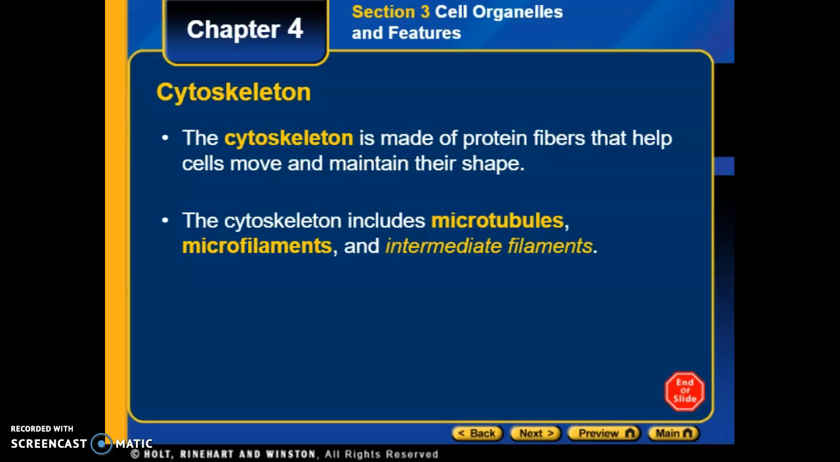Okay. Some last parts of this before we finish 4.3. The cytoskeleton. This is made of protein fibers that help the cell move and maintain its shape. The three major parts of the cytoskeleton that basically maintain the skeleton of the cytoplasm inside of the cells are microtubules, microfilaments, and what's called intermediate filaments.